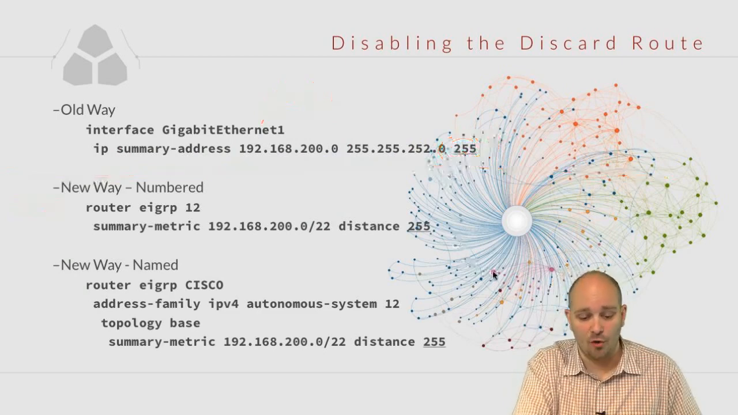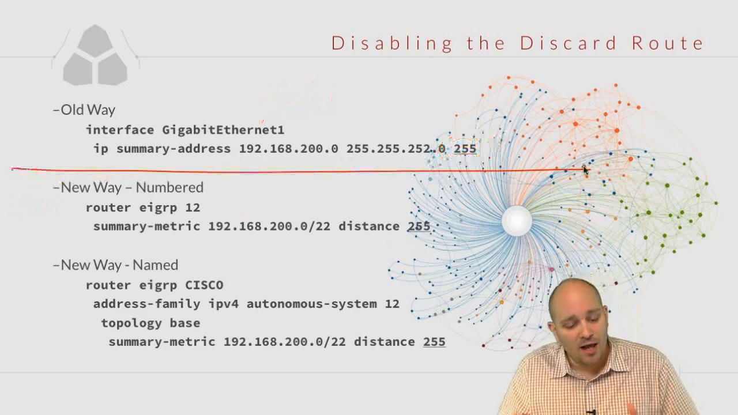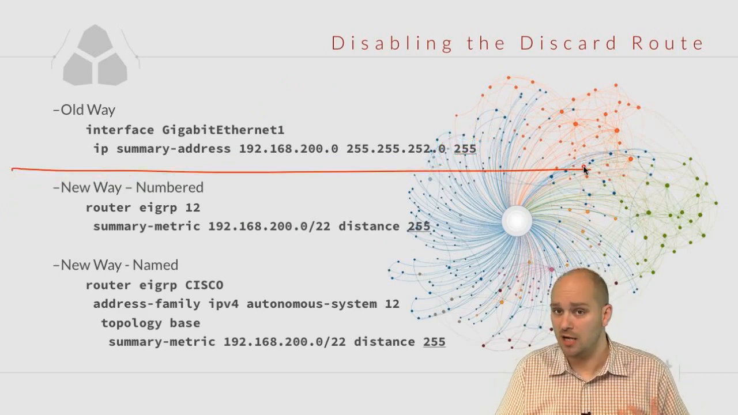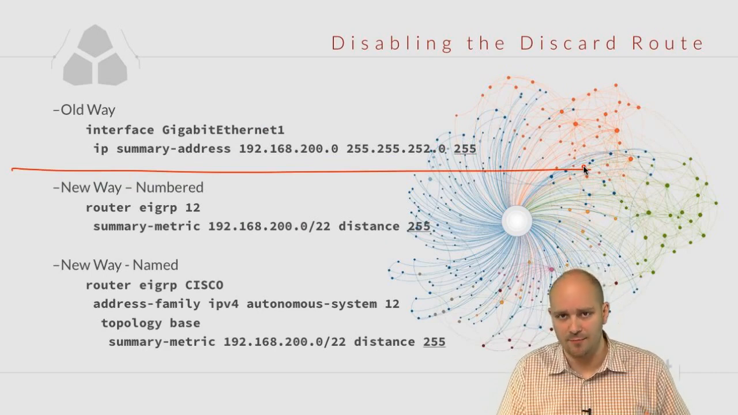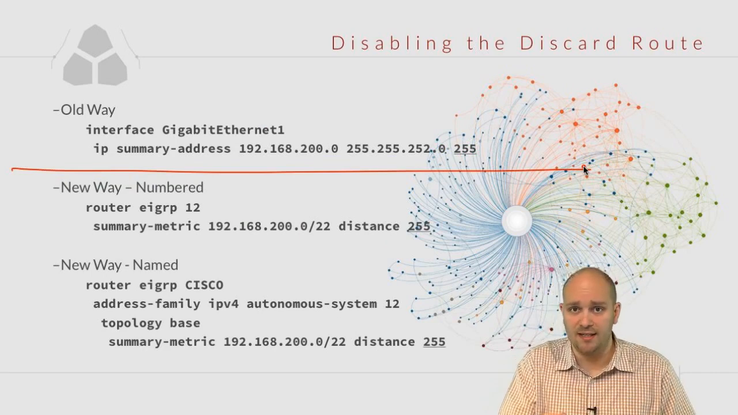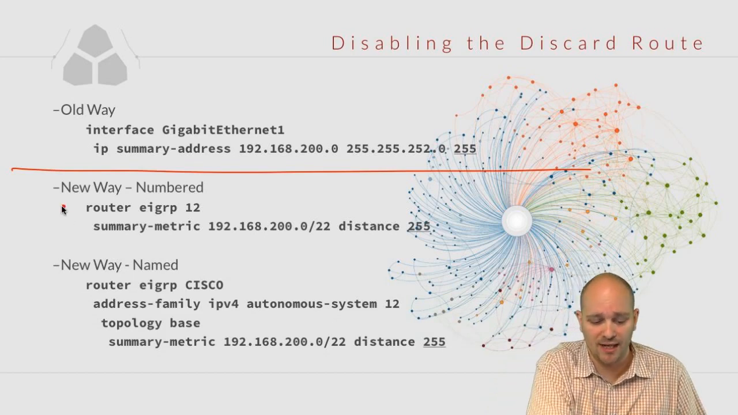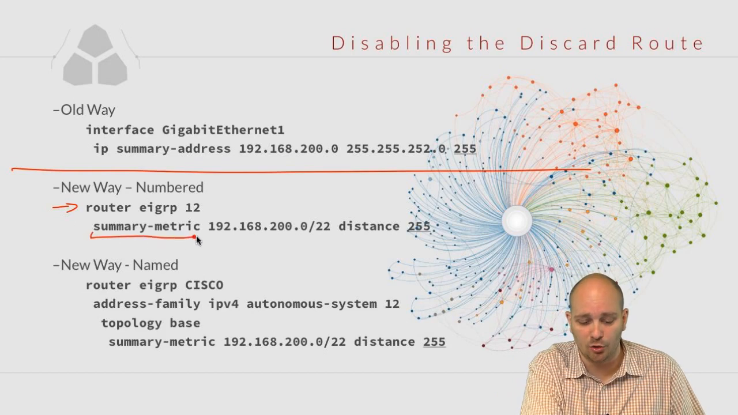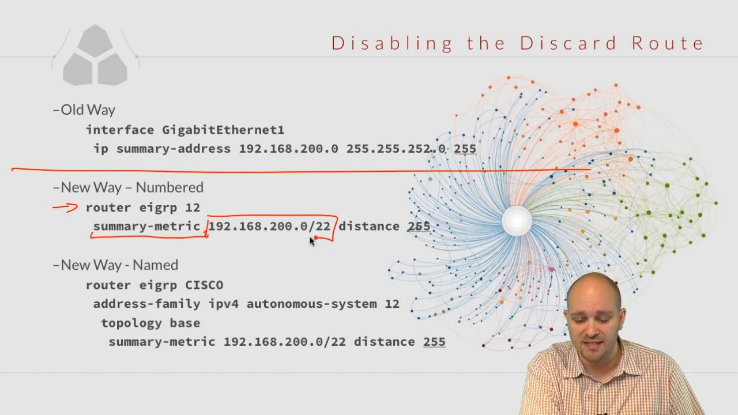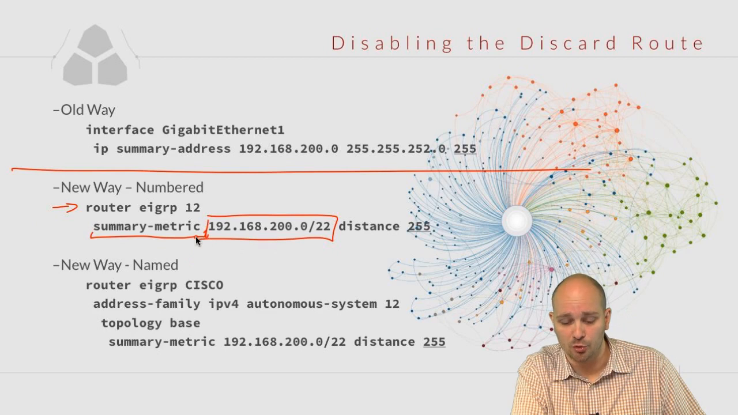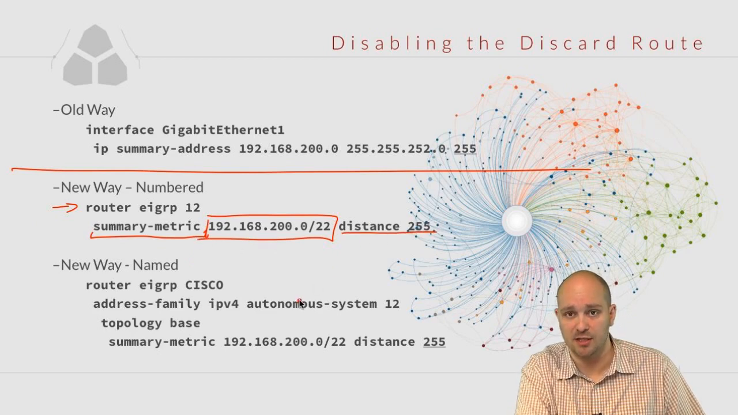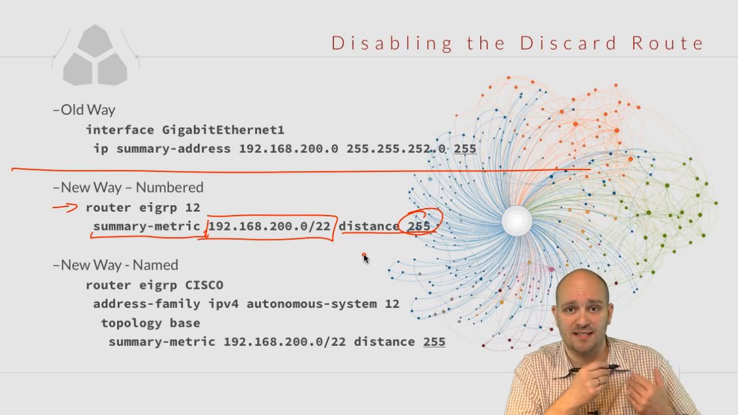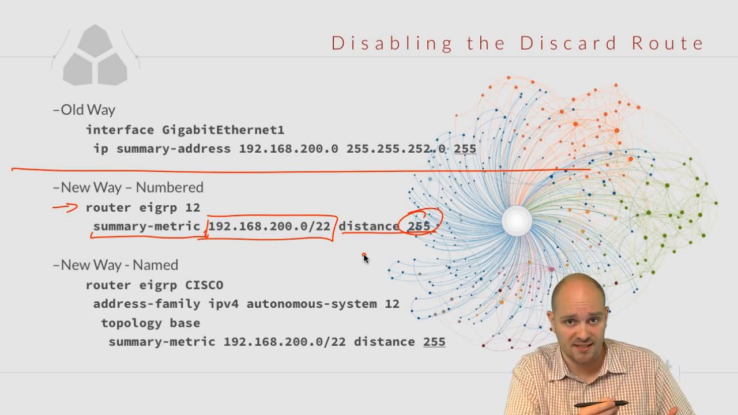If you are running iOS 15 and above, again, it matters: are you running your EIGRP configured using the numbered configuration mode or the named configuration mode? So let's take a look at the example of the numbered configuration mode. This time you would go into router EIGRP and use the command called summary metric. You would specify which summary you want to modify, and which distance you want to use. If you use distance 255, that would create a summary route without installing the discard route.